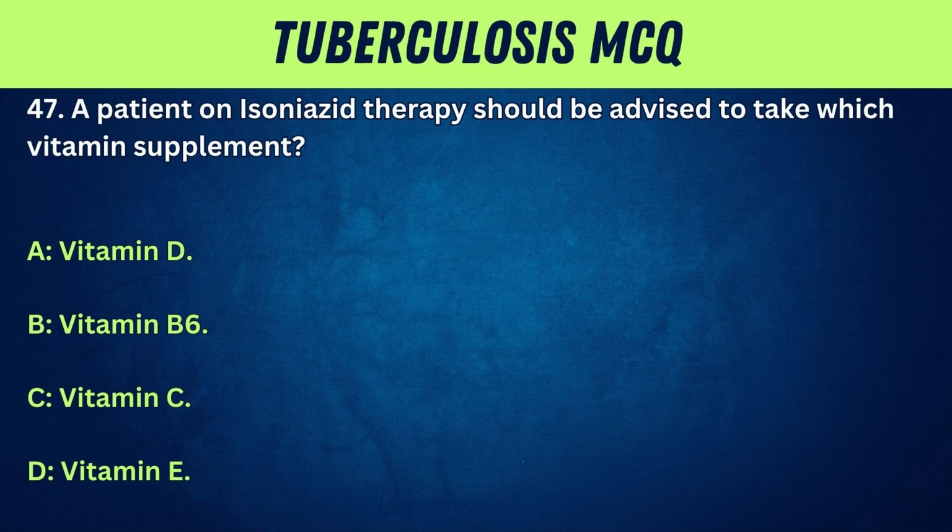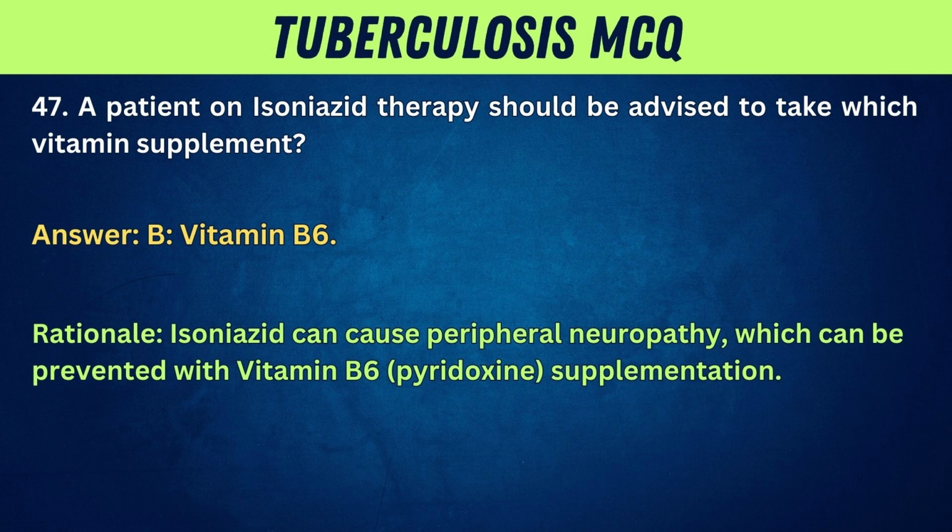47. A patient on isoniazid therapy should be advised to take which vitamin supplement? A. Vitamin D. B. Vitamin B6. C. Vitamin C. D. Vitamin E. Answer: B. Vitamin B6. Rationale: isoniazid can cause peripheral neuropathy, which can be prevented with vitamin B6, pyridoxine supplementation.